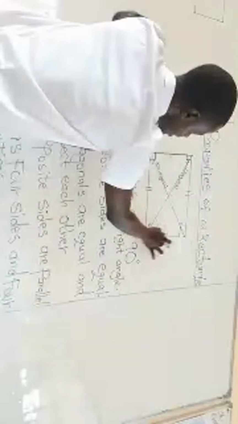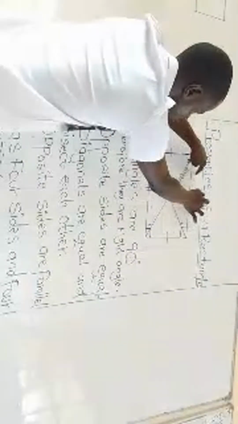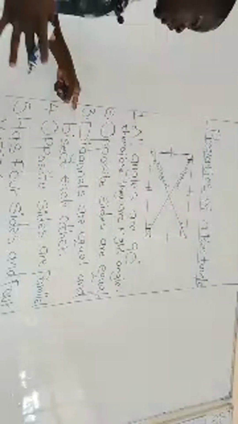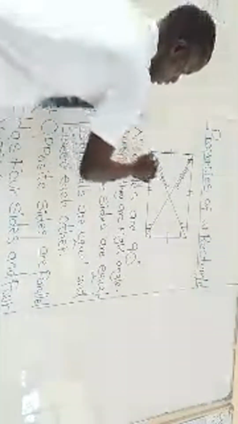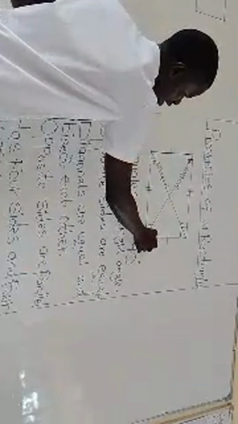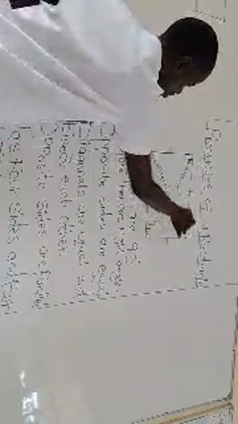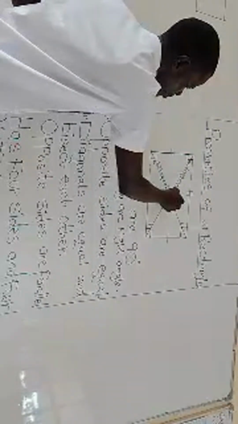The second property, the opposite sides are equal. The width is equal to the width, and the length is also equal to the length. Then the third point, the diagonals are equal and bisect each other. The same length that you have here is the same length of the diagonal that you have here. So they bisect each other, dividing each other at a given point, known as the center.